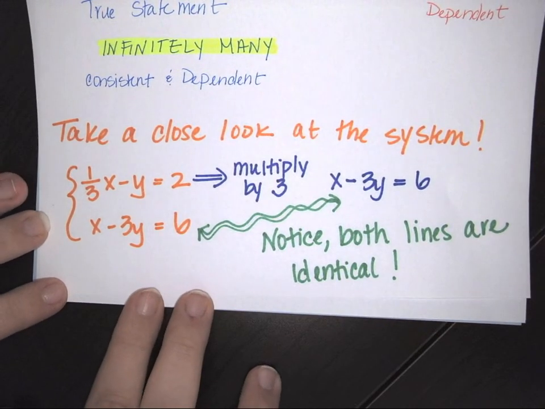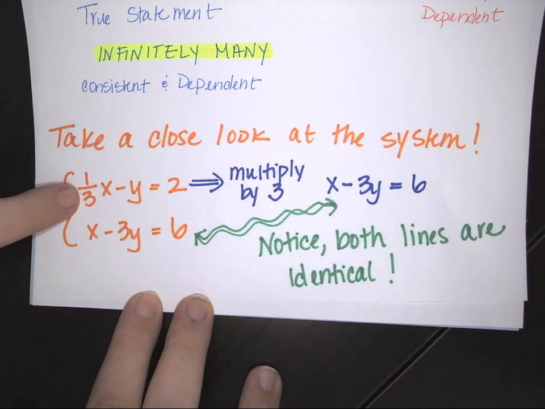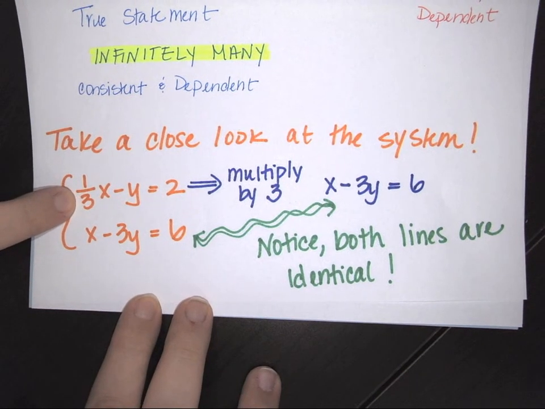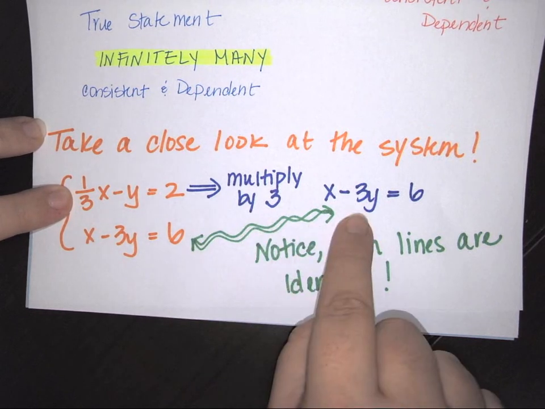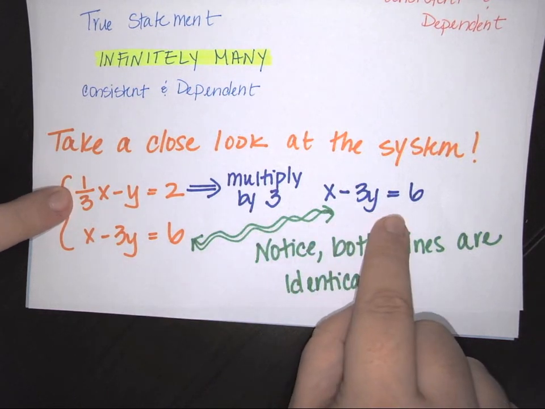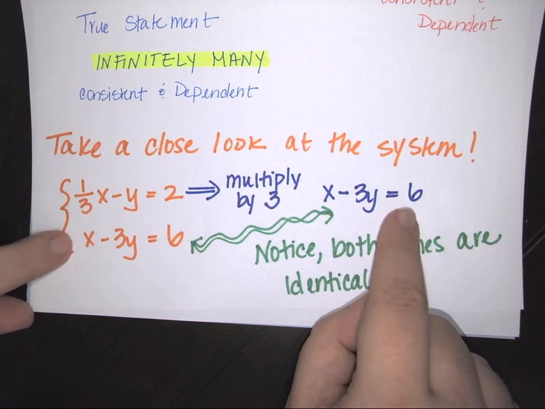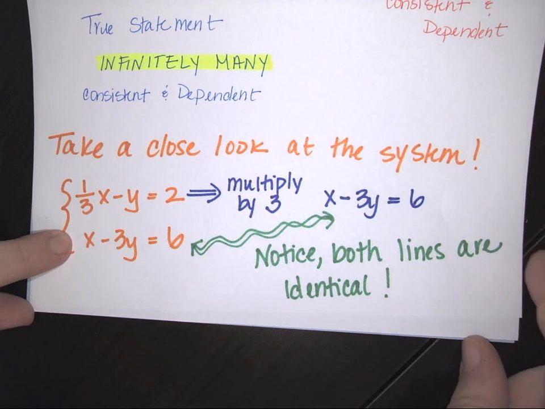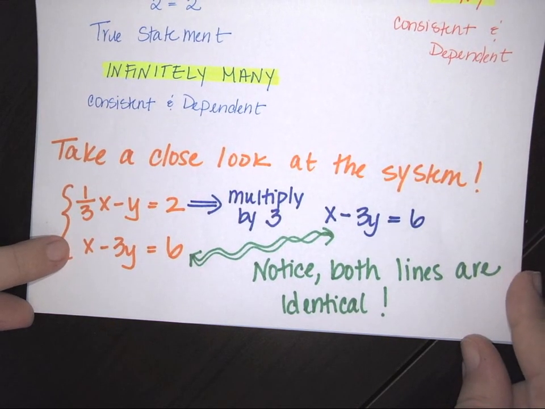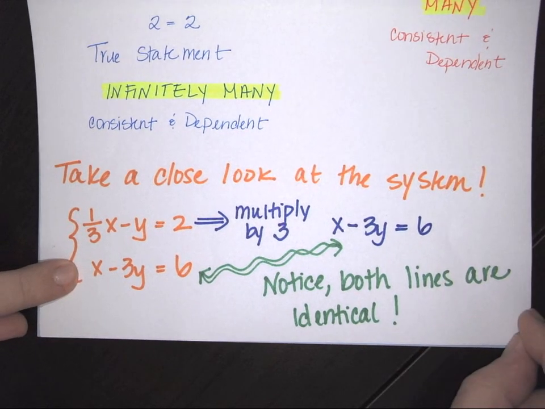Take a close look at this system. If I were to take this first equation and get rid of the fraction here, I would have to multiply everything by 3. So notice when I do that, I get x minus 3y equals 6. Now, look at my second equation. They are exactly the same identical lines. And what we know is that identical lines mean infinitely many. This is one of those special cases that we have.